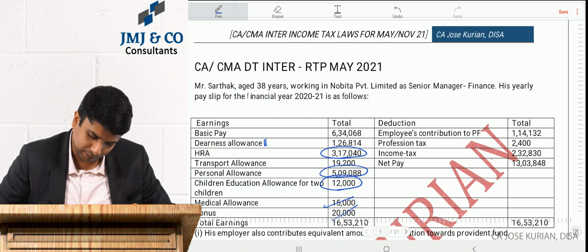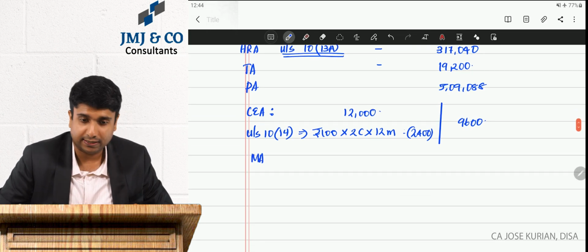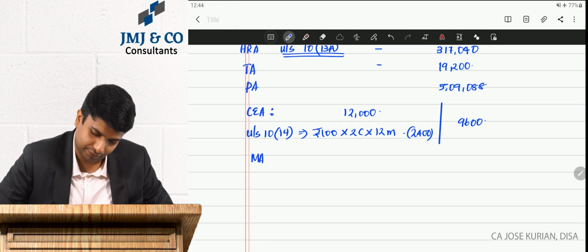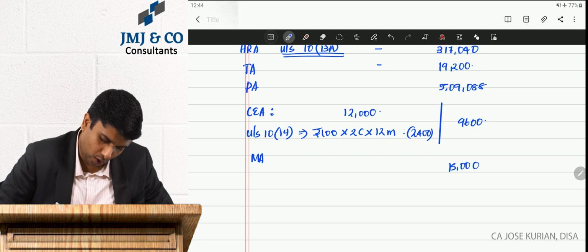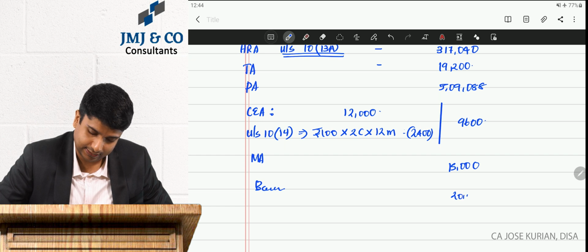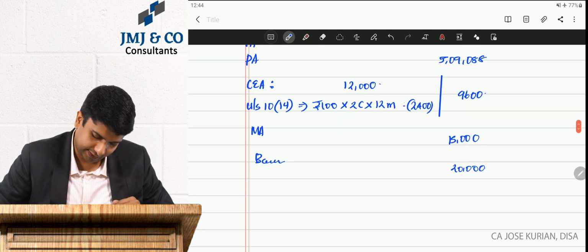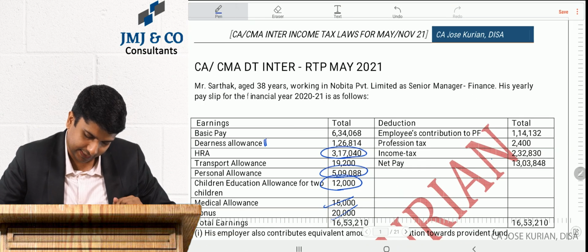So the medical allowance and bonus both are fully taxable. I will write medical allowance, and the medical allowance amount is 15,000, and the bonus is, what is the bonus? It is 20,000 as well. Now medical allowance and bonus is fully taxable. Now is there anything else in relation to salary?